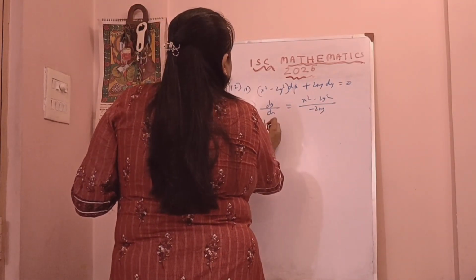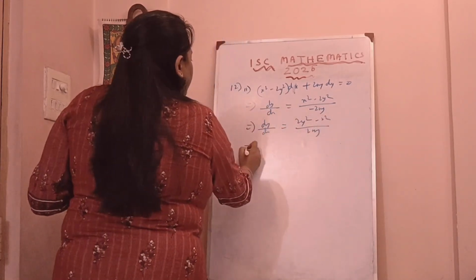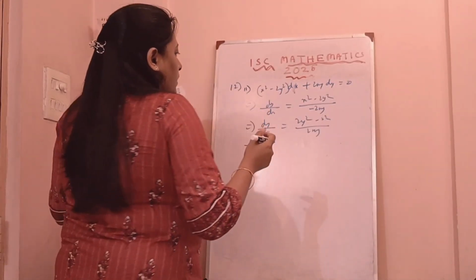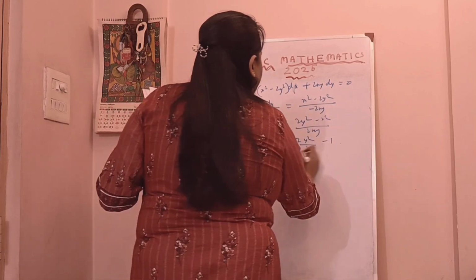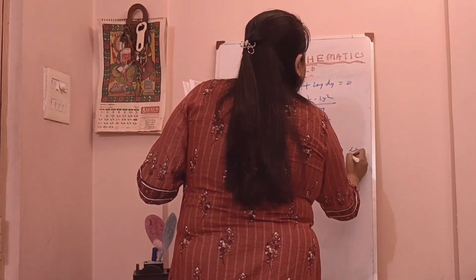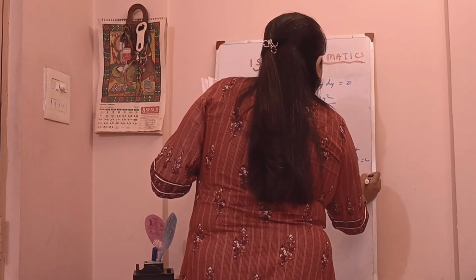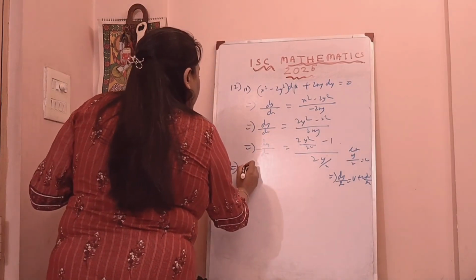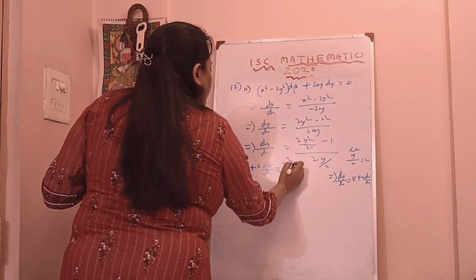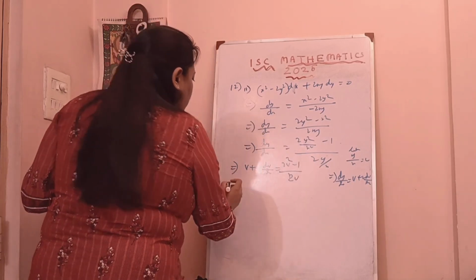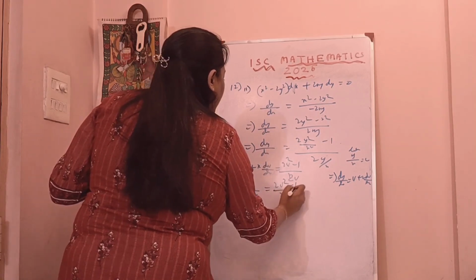So dy/dx = (2y² − x²)/(2xy). Now divide numerator and denominator by x². So dy/dx = (2y²/x² − 1)/(2y/x). Let y/x = v, so dy/dx = v + x dv/dx. So v + x dv/dx = (2v² − 1)/(2v), so x dv/dx = (2v² − 1)/(2v) − v.